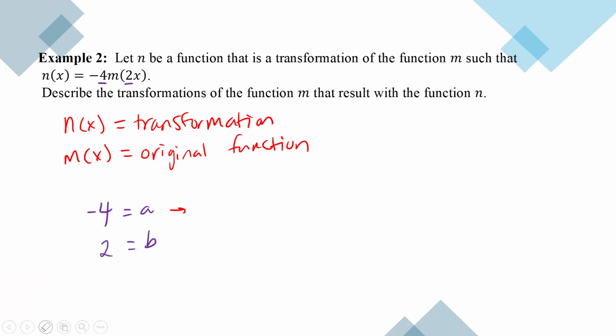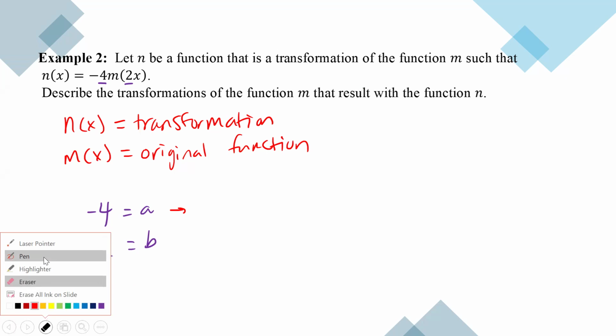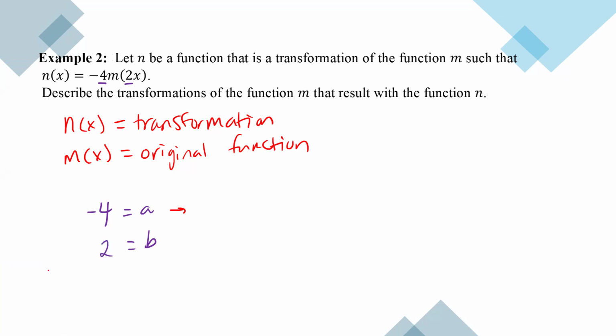What does the negative on my A tell me? It's going to reflect. It's a reflection across what though? A reflection across the x-axis. So I know from here that it is a reflection, reflected across the x-axis.